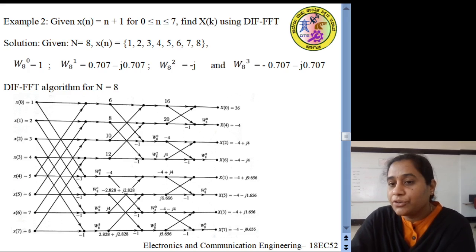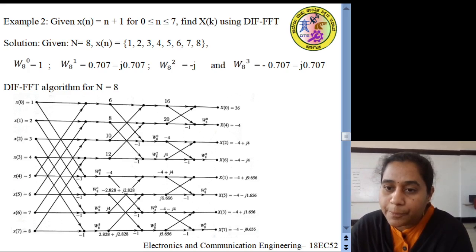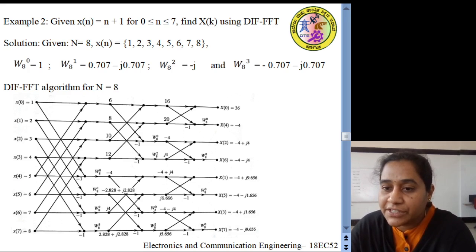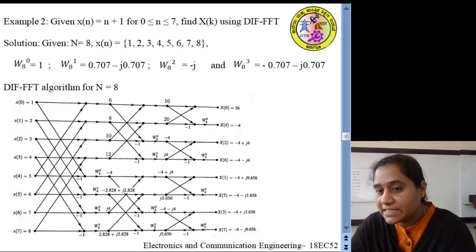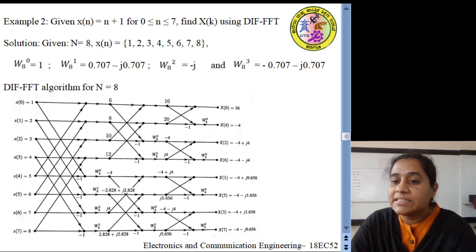That is x of 0 is equal to 36, x of 4 is equal to minus 4. X of 2 is equal to minus 4 plus j4. X of 6 is equal to minus 4 plus j4. X of 1 is equal to minus 4 plus j 9.656. X of 5 is equal to minus 4 minus j 1.656. X of 3 is equal to minus 4 plus j 1.656. X of 7 is equal to minus 4 minus j 9.656.